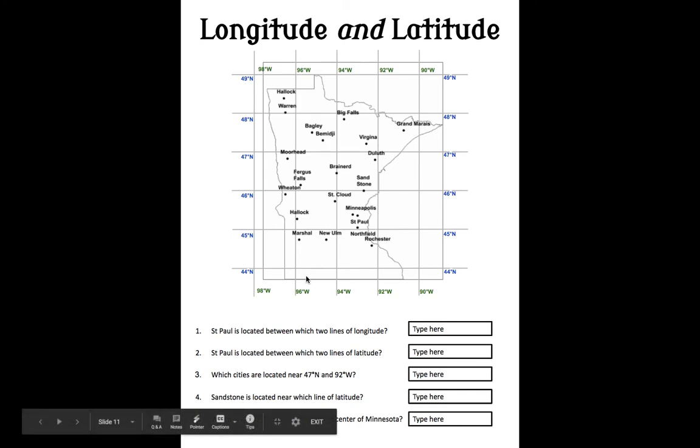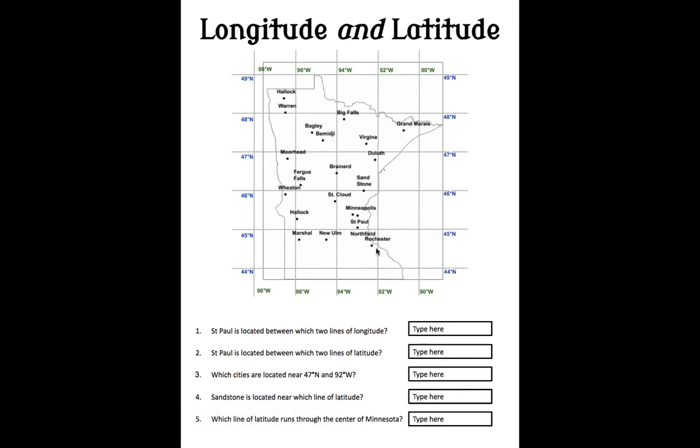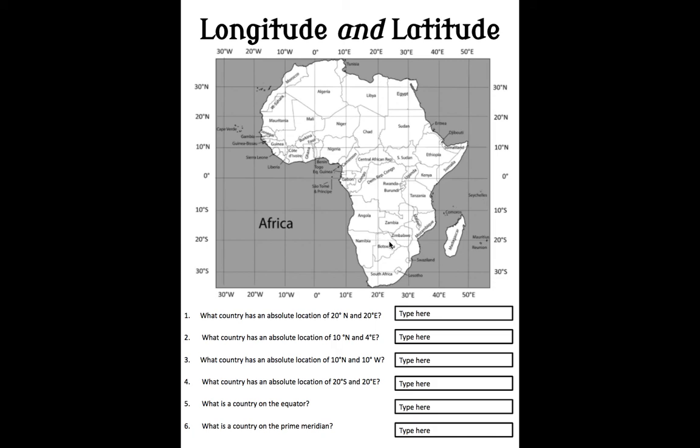So you're going to use these lines of latitude and longitude to find your way around Minnesota, and then to find your way around Africa, the continent of Africa. Which countries, or where are the countries of Africa?